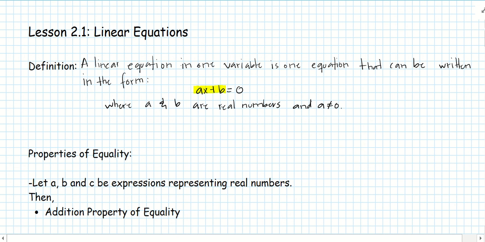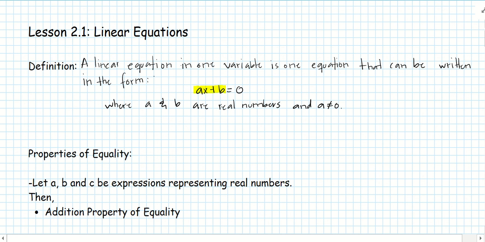Now notice how it says that a cannot be equal to 0. That means that we're always going to have an x value. If a was 0, then it would be like 0 times x. That means that we would not have an x value. So a cannot be equal to 0. Okay. So that is the definition.